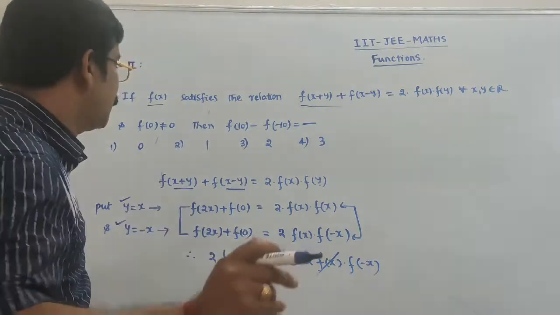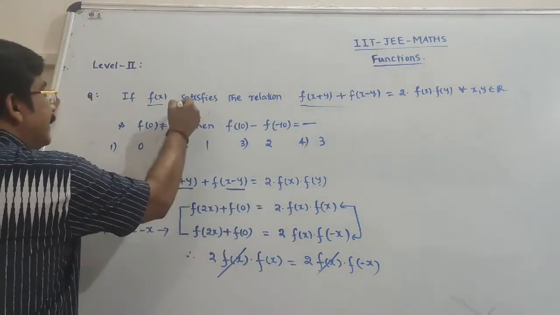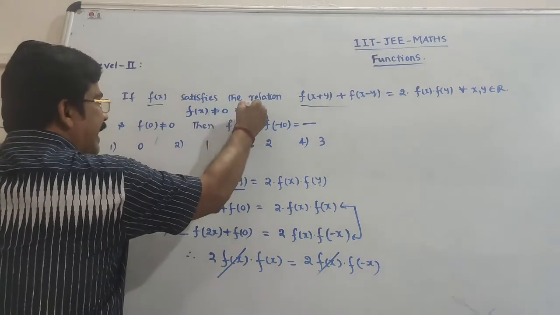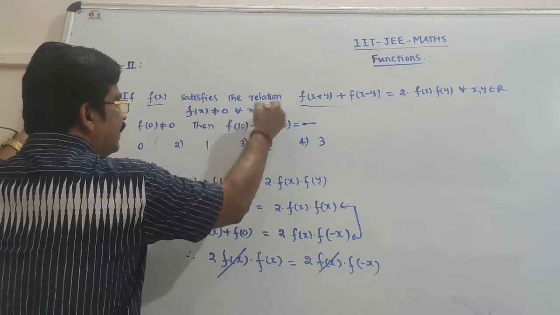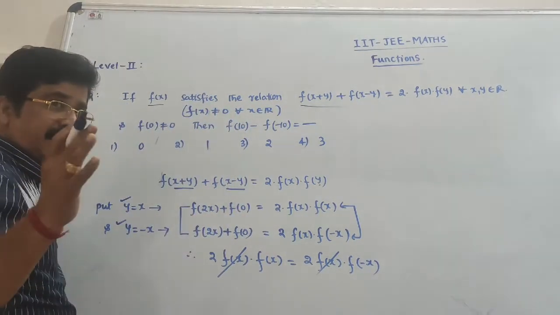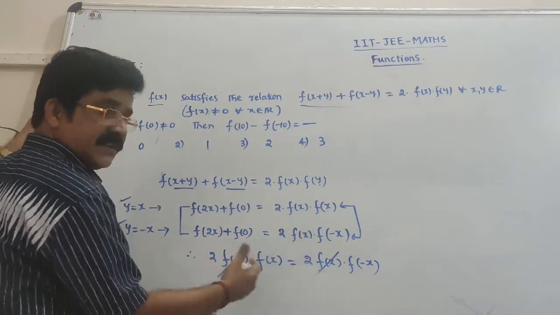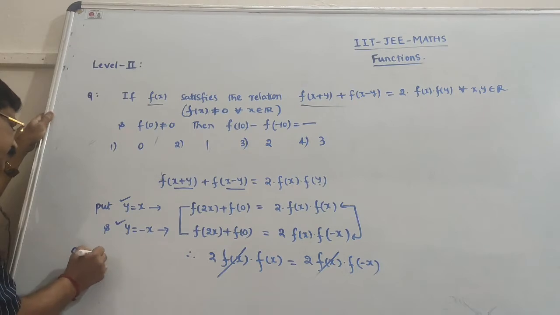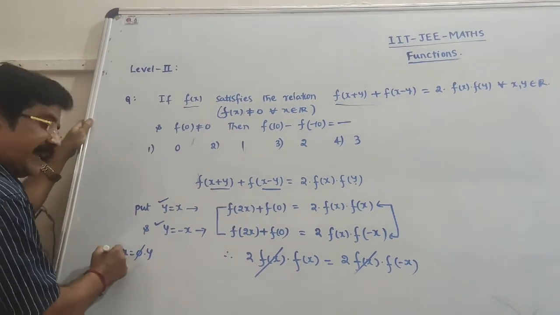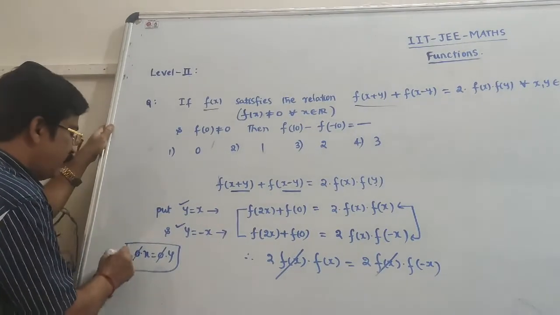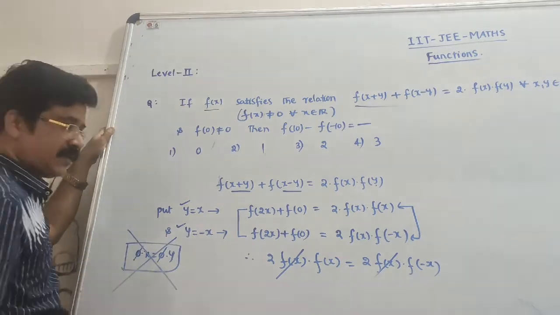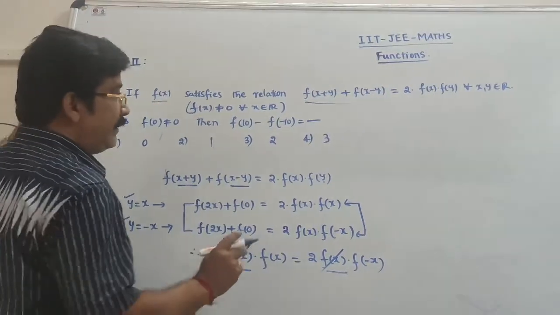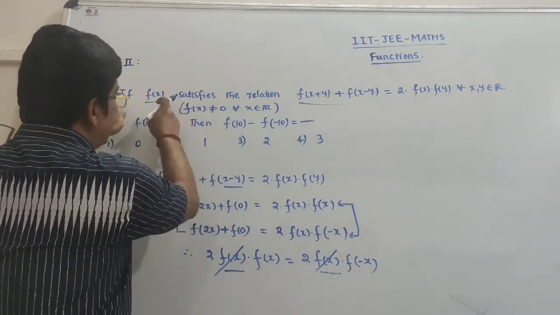Actually, the question should state that f of x should not be equal to 0 for all x belonging to capital R. Please add this condition, otherwise we cannot perform the cancellation like that. Why? Because if 0 into x equals 0 into y, we don't cancel like that. Don't perform this kind of operation. That's why f of x should not be equal to 0, so we are adding this additional condition.